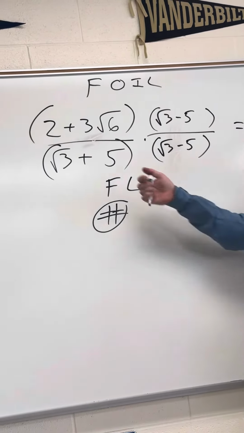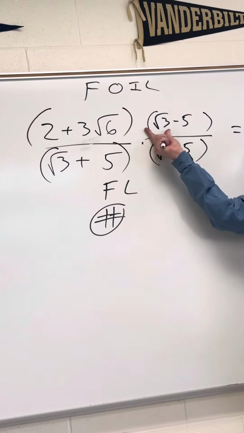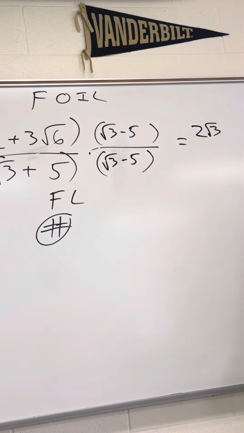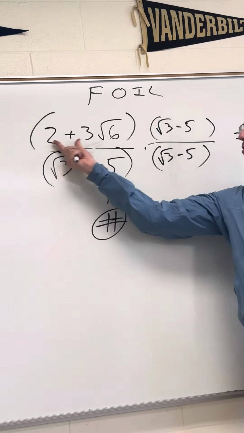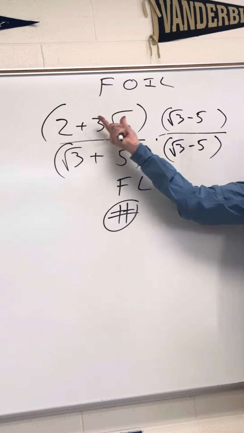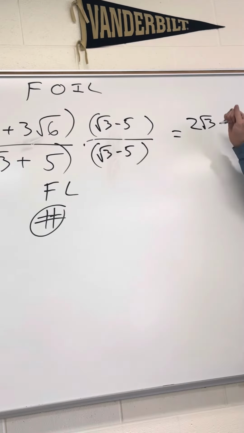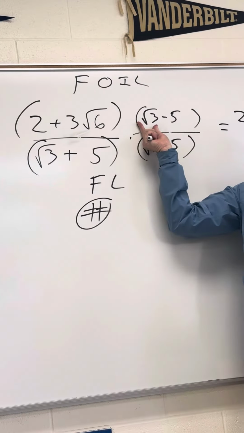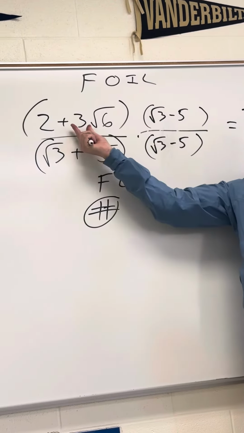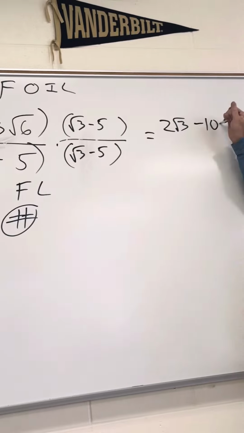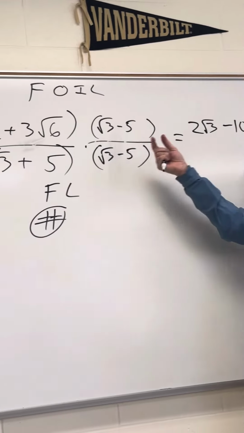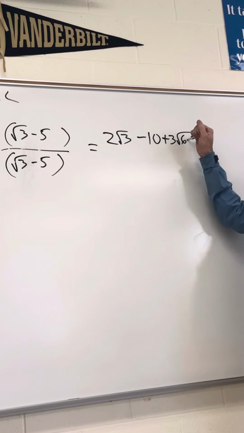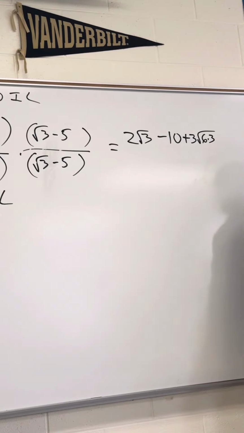Nice and slow here. Your first times your first is 2 times the square root of 3, which is 2 root 3. O stands for your outer times your outer, the ones on the outside. So what's 2 times negative 5? Negative 10. I stands for your inner times your inner, the ones on the inside. So 3 times 1 is 3. And then you have the square root of 6 times 3, which is 18. But I'm going to leave it broken up as 6 times 3.